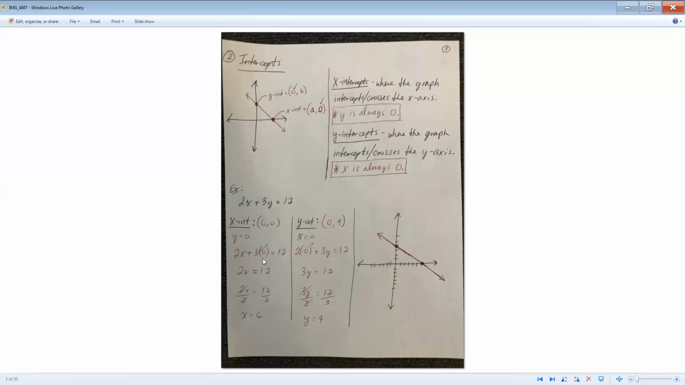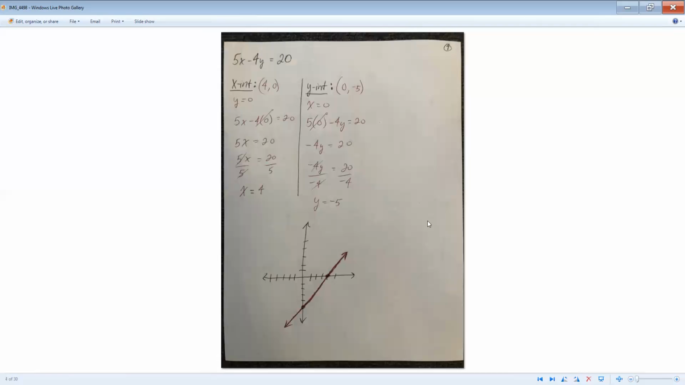That 3 times 0 will cancel, leaving me with just 2x equals 12. Divide by 2, x is equal to 6. So that ordered pair would be (6, 0). Then find your y-intercept. You let x be equal to 0. Plug in 0 for x. 2 times 0 is 0. That leaves you with 3y equals 12. Divide by 3. y is equal to 4. So that ordered pair would be (0, 4). Don't forget, x comes first, then y. So x is 0, y is 4. Graph those 2 points, and that will be your line.